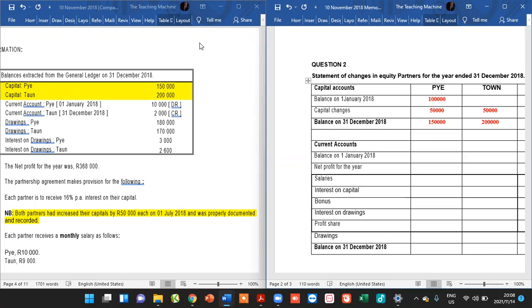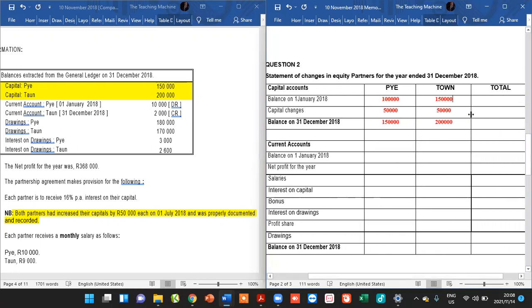It's 150. Thank you very much, guys. It's 150,000. So 150,000 plus 50,000 is equal to 200,000. Then you'd have your totals, 150 plus 100, I think it's 250,000. And this one is 100,000 and 250,000, so this one should be 350,000. Okay, we're done with the capital changes. Are there any questions, students?